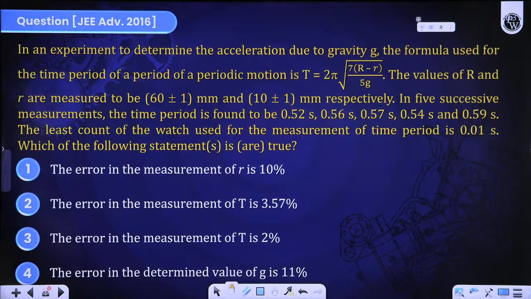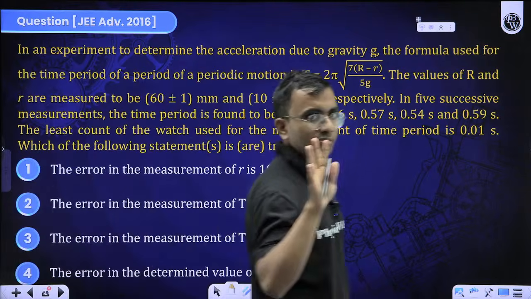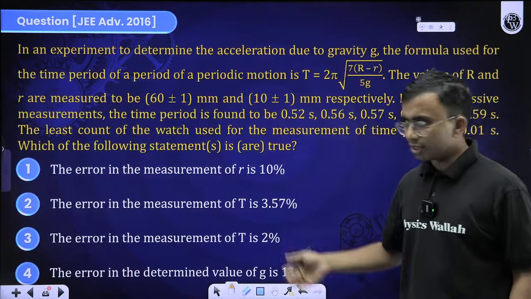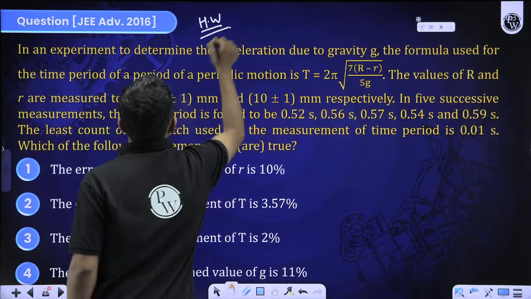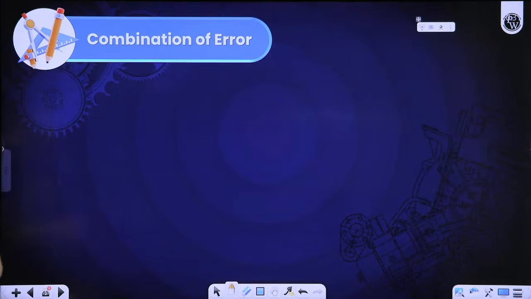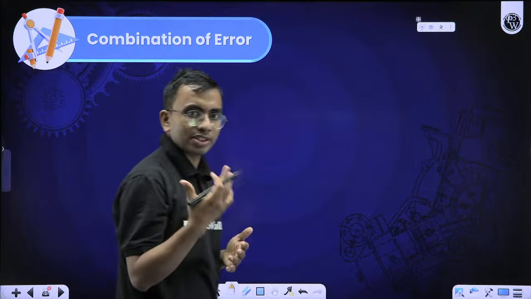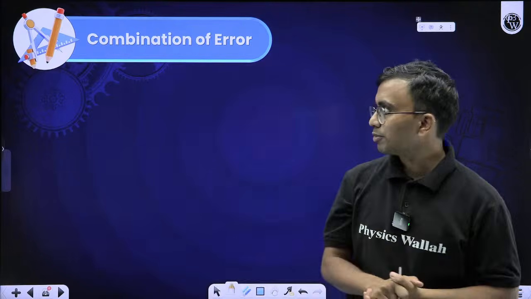This is a JEE Advanced question. So here you have to do the same things. I brought it so that you can solve this from your side. So take this as a part of your homework. We had covered this in our session. So now you can do this as a part of your homework.